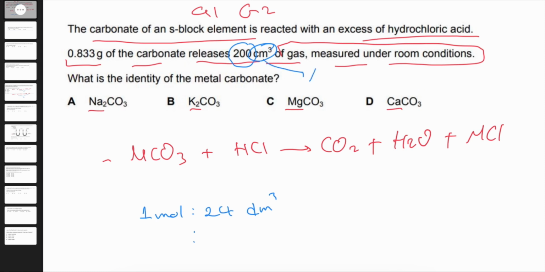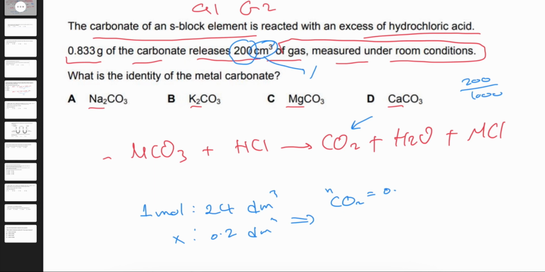All right. My target here is to calculate the number of moles of gas, which is carbon dioxide. So you will take the 200s and divide them over 1,000 in order to have them in cubic decimeters. And you will have this number in decimeters, and this is X in here. At this moment, you can calculate the number of moles of CO2, and they are equal to 0.008333 moles.